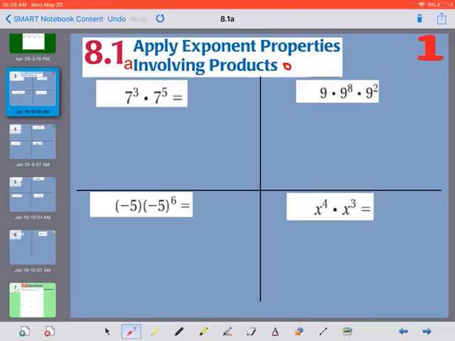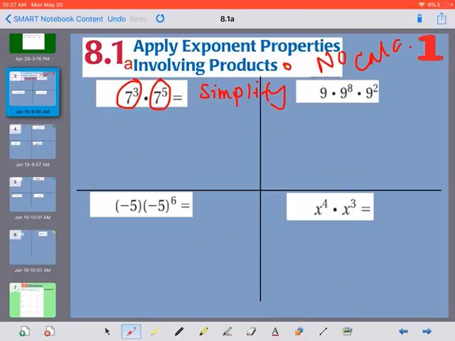So here we have 7 to the power of 3 times 7 to the power of 5. Do not plug this in your calculator. We are not using calculators. We are simplifying, okay? Simplify. So what we're going to do is take a look at this and this.